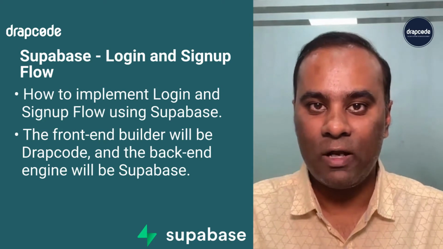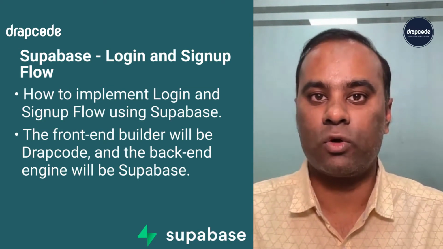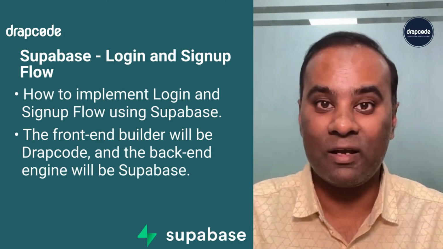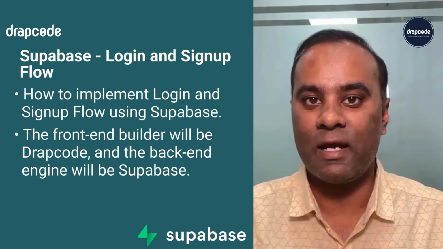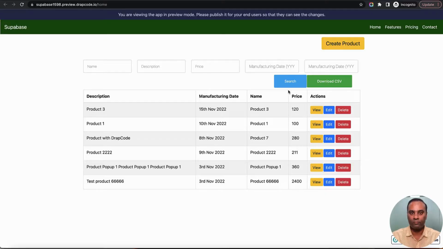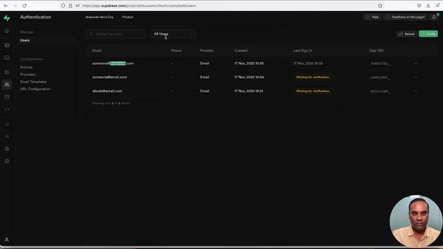So this will help you to create a full-fledged web application where all the data is getting stored in Supabase and the front end is being built on DrapCode, and you're making real-time calls to fetch data, to create new records, and everything is getting persisted on Supabase. There is nothing which is getting stored at DrapCode, right? So here we have this project which we have created, and all this data is coming from Supabase, and we also have a Supabase project created.